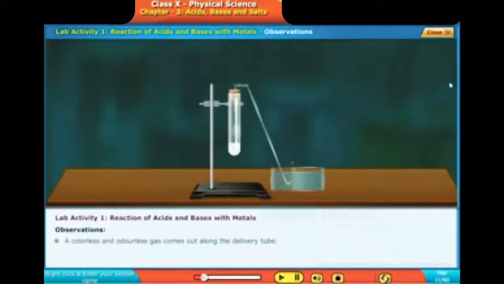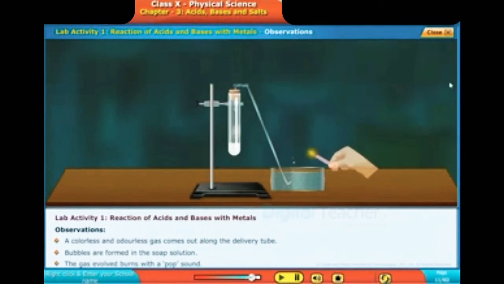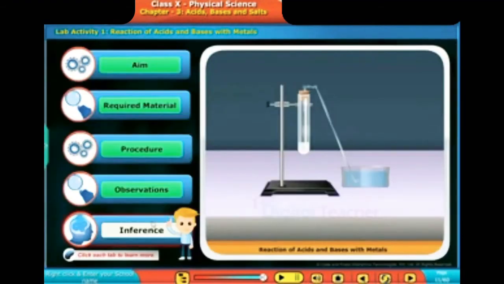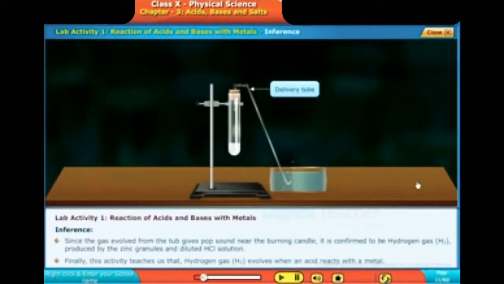Let us see our observations. A colorless and odorless gas comes out along the delivery tube. Bubbles are formed in the soap solution. The gas evolved burns with a pop sound. What can we finally conclude? Our inference is that since the gas evolved gives a pop sound near the burning candle, it is confirmed to be hydrogen gas produced by the zinc granules and dilute hydrochloric acid. So this activity teaches us that hydrogen gas, H2, evolves when an acid reacts with a metal.